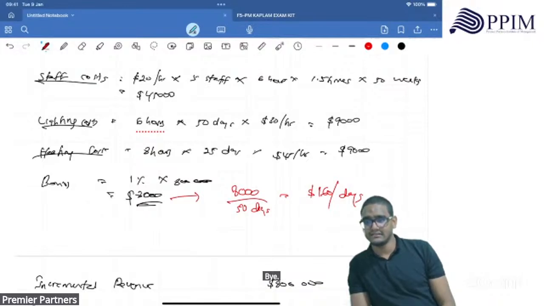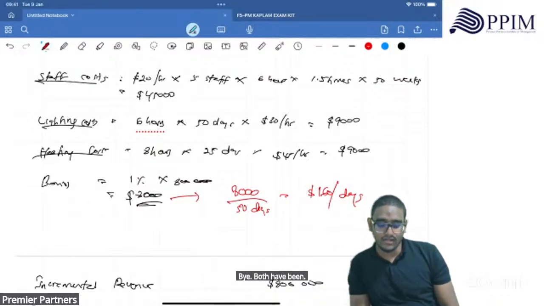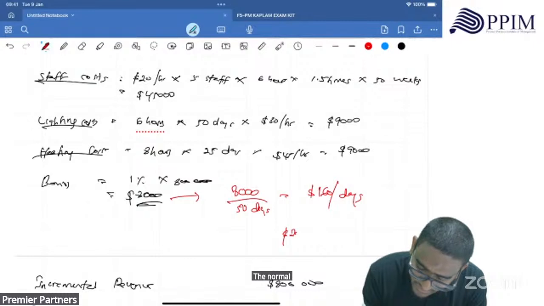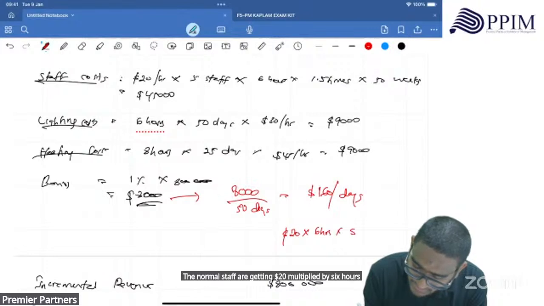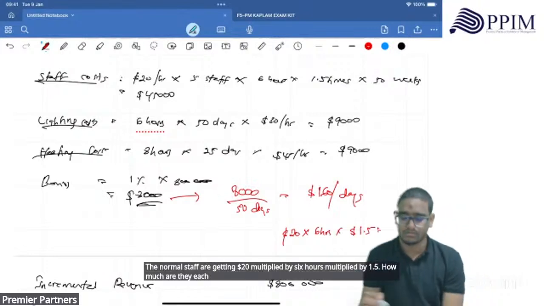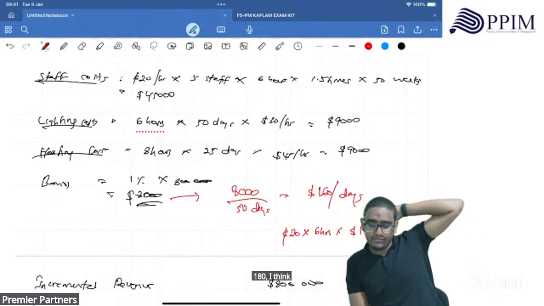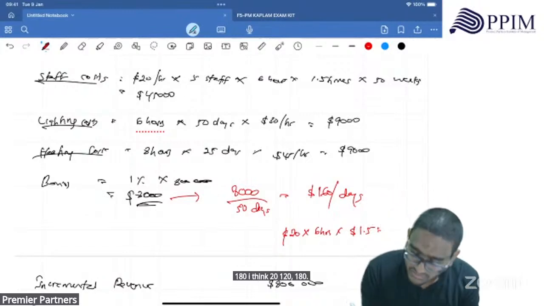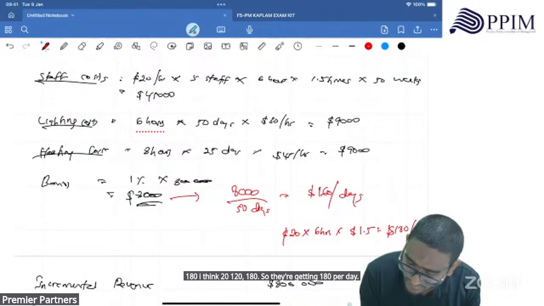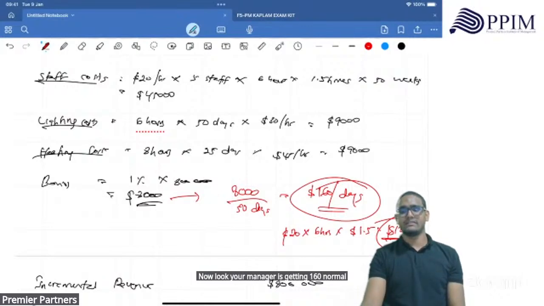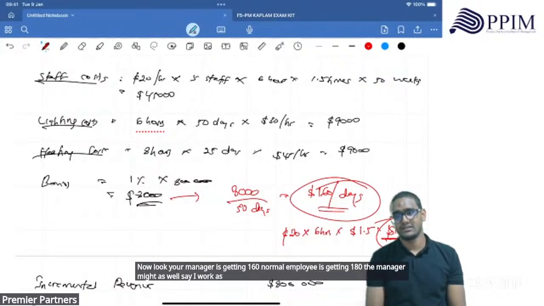Per Sunday. If you look at normal staff, how much are they getting per day? The normal staff are getting $20 multiplied by 6 hours multiplied by 1.5. How much are they getting? 180. So they're getting 180 per day. Now look, your manager is getting 160, normal employee is getting 180. The manager might as well say, I will work as a normal employee and take the 180. So he's not going to be motivated.